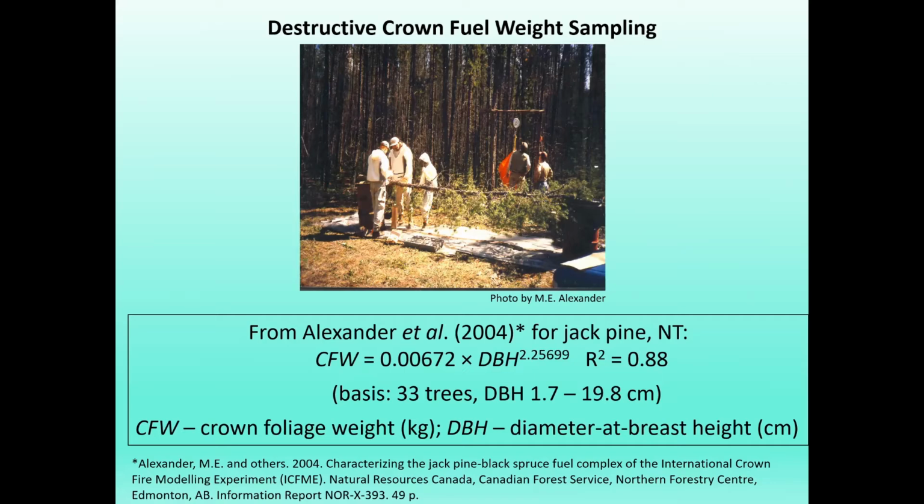The equation for the ICFME site for jack pine is shown here, showing that the crown foliage weight of a tree is a function of the diameter at breast height. Note the coefficient of determination, or R squared, value is quite high at 0.88. This equation was based on sampling 33 trees with a DBH between 1.7 and 19.8 centimeters.